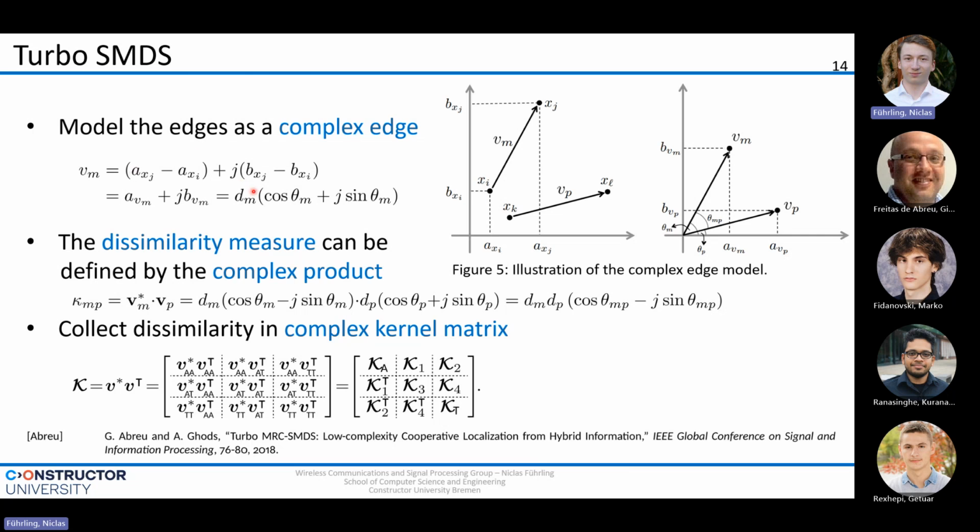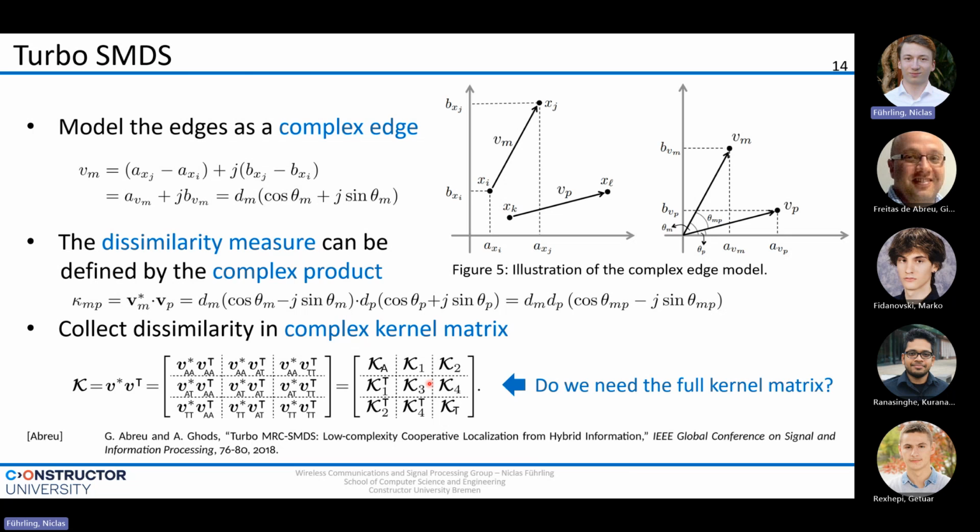So now you have this complex edge, which is modeled by a complex number based on the distance and the angle. And then the kernel is just a little bit rewritten. So you have this complex kernel matrix, which then depends on all the different pairs of measurements. So you have AA, which stands for anchor to anchor. You have AT, which stands for anchor to target. And then you have TT, which stands for target to target. Where in the end, you have your whole kernel matrix here, and you can then divide it into all the different parts. But the question is now, do we really need the full kernel matrix to perform the SMDS? And the answer is no.